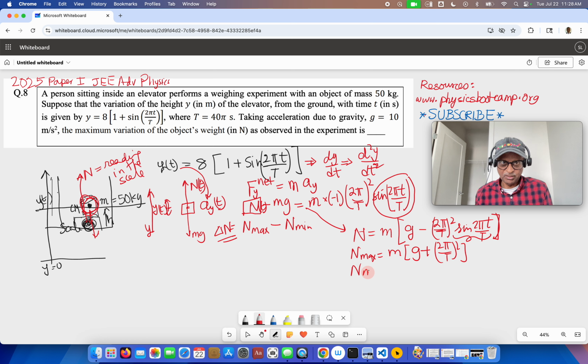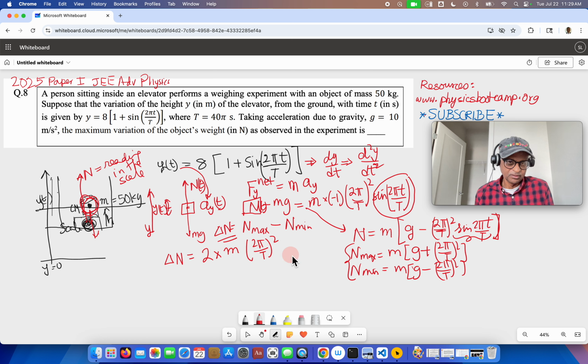What will be N min? It will be mg minus m(2π/T)². So see that mg is not changing, so if I take a subtraction of these, g cancels out. So delta N is simply 2 times m times (2π/T)².